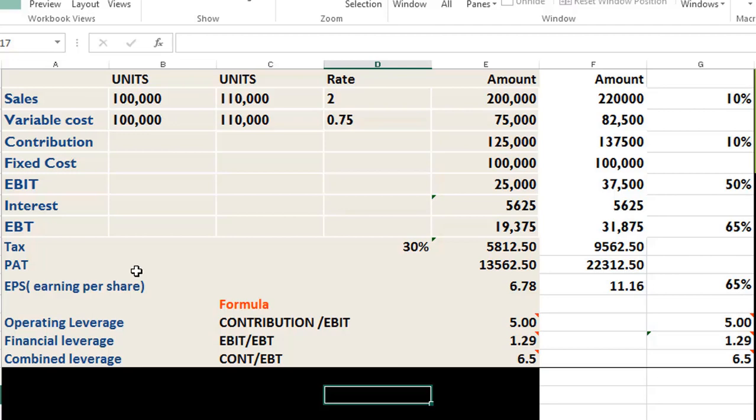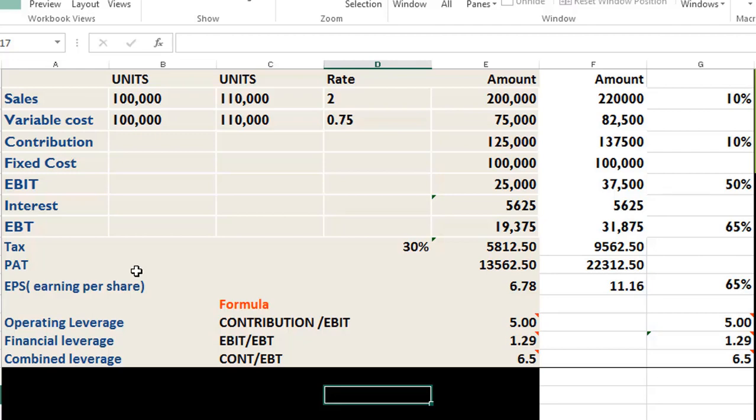So now we see that there is a 65% increase in the profits, which is the impact of the combined leverage. So combined leverage is 6.5, which has been calculated by using the formula contribution divided by EBT. Which means that if there is a 1% increase in revenue, there will be a 6.5% increase in the bottom line. So here your income has gone up by 10%, the profits have gone up by 65%, and the earning per share has now gone up to 11.16 from a figure of 6.78. So that explains the impact of financial leverage and operating leverage.